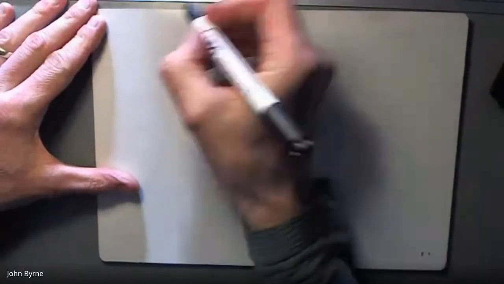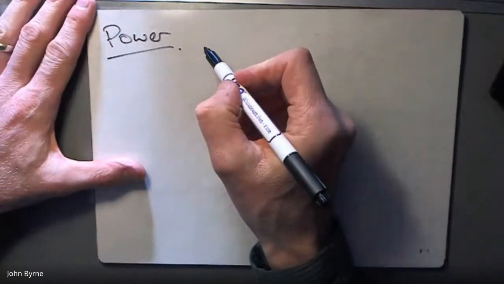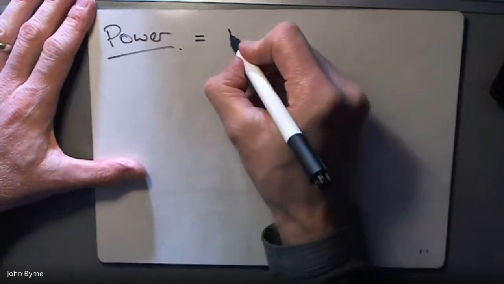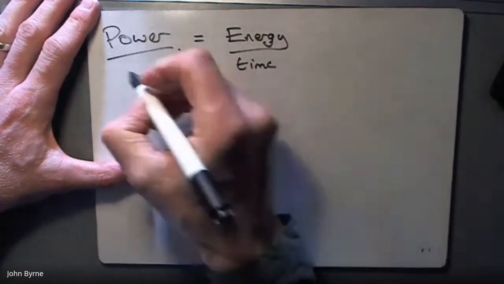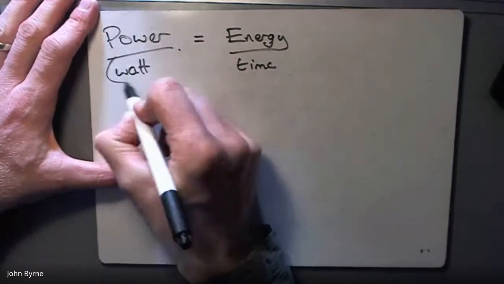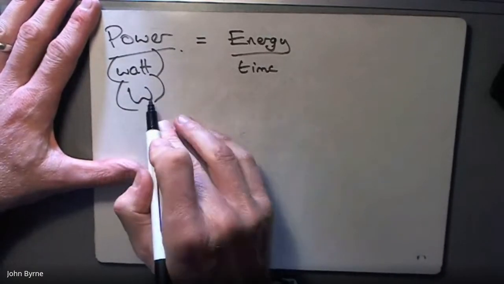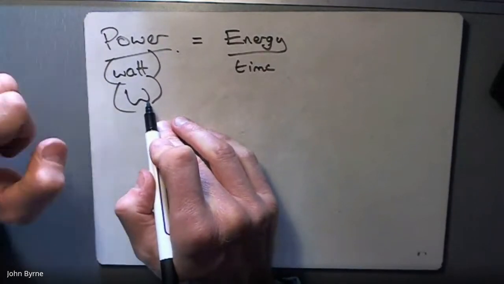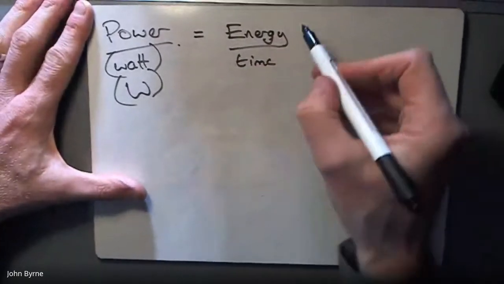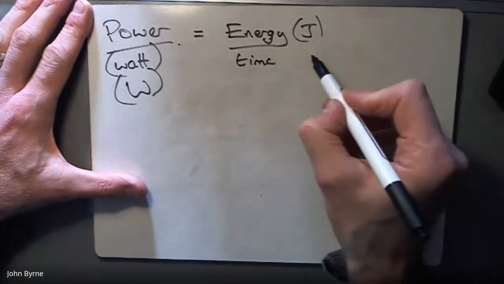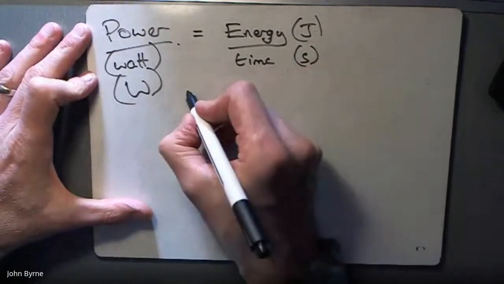Next, let's have a look at power. So we define power as the rate of doing work. So it's basically power equals energy or work over time. You may know that we measure power in watts, which we give a capital W to as well. But in this case, if there's a number in front of that W, it's a unit for power. If the W is in a formula, then it's simply just energy. So energy is measured in joules, we know that, and time is in seconds. That's fine.